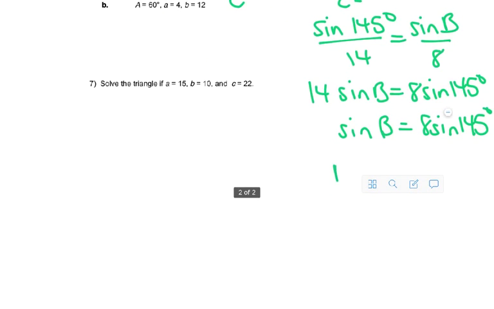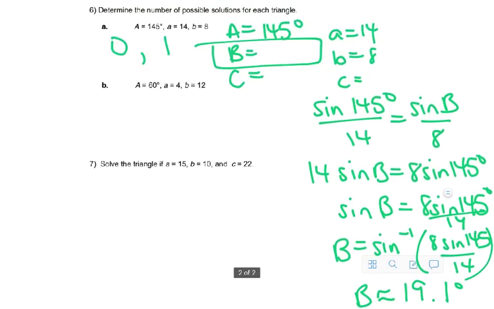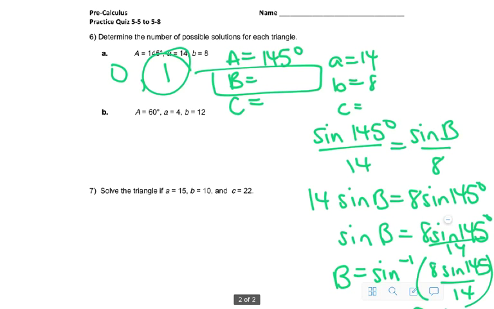And then I'm going to take the inverse sine of 8 sine of 145 over 14. And I'm going to get B is 19.1 degrees. Therefore, there must be 1 solution.